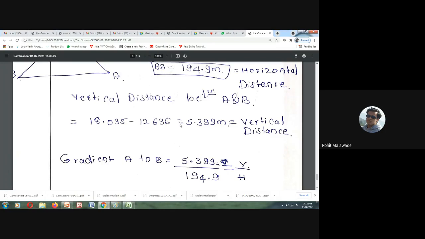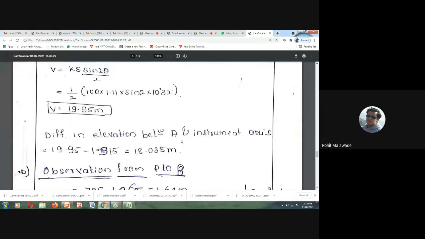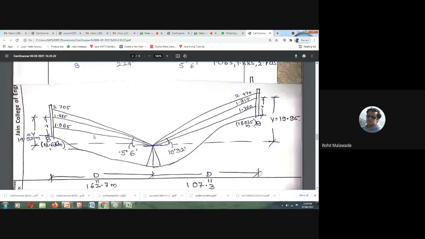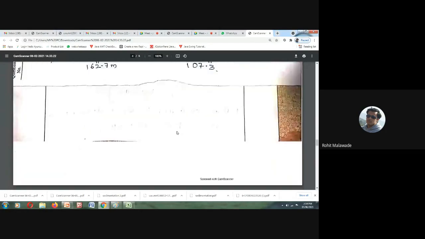Now, in order to determine the gradient, how are we going to write it? We write it as 1 in 400, for example, or 1 in 300. That 1 is nothing but your vertical, and the 400 or 300 is nothing but horizontal. So what I will do now is vertical distance divided by horizontal distance. If I do, I will get an answer of 1 in 36. Why have I written it as falling? Because I know the vertical angle already. That is the reason why I am writing it as falling.